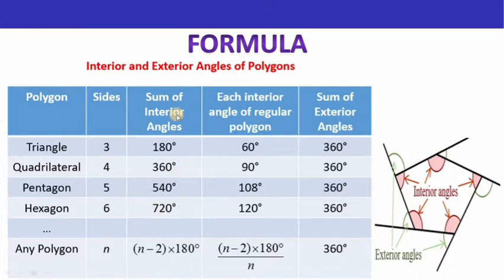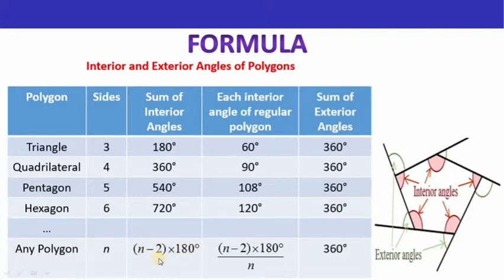Now if there is a polygon whose number of sides is n, so n can be anything, for that particular polygon the sum of the interior angles will be how much? It's going to be this much.